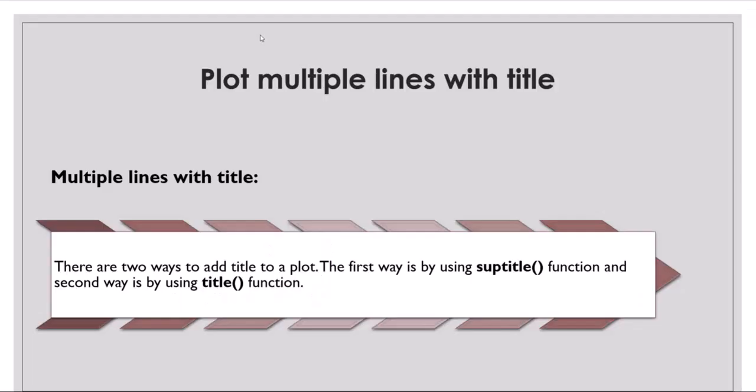Now we will move to the next topic, that is plot multiple lines with title. In Matplotlib, we can add a title to a line chart in two different ways. The first way is we can add a single title, or we can say the main title, on the plot by using the suptitle function of the pyplot module, or the next way is to add a different title on each plot if we are using the subplot function by using the title function of the pyplot module. So let's see an example.